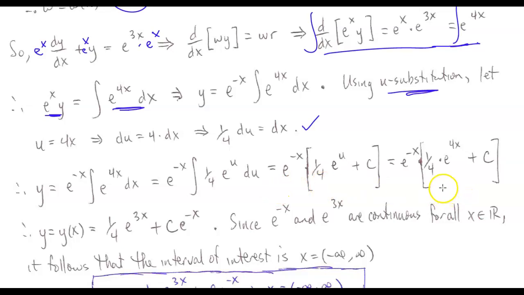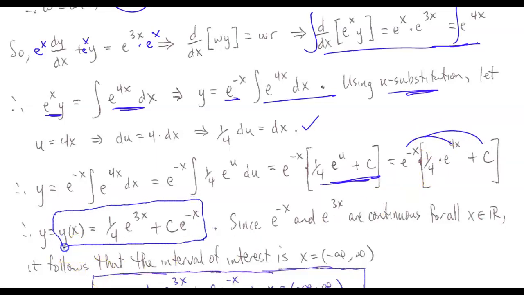And so once all that's done, then it's just a matter of taking our e raised to the negative x that we had on the outside and multiplying it times what this result was, which is this. And of course, we distribute that to both terms, and we get that our y of x ends up being this particular function here.